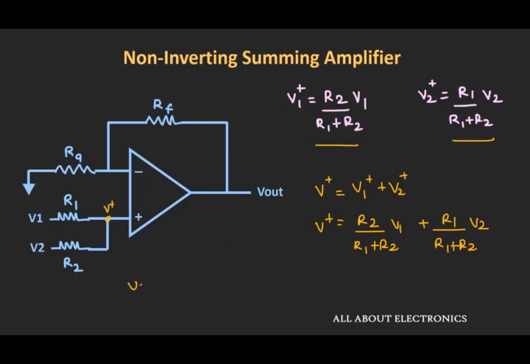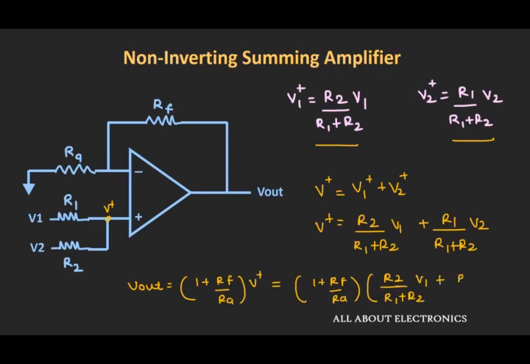Now we know that the output voltage is equal to 1 plus RF divided by RA times the voltage at this end, that is equal to V plus. So our final output voltage will be equal to 1 plus RF divided by RA times R2 divided by R1 plus R2 times V1 plus R1 divided by R1 plus R2 times V2. So this will be the final voltage that we get at the output of this non-inverting summing amplifier.